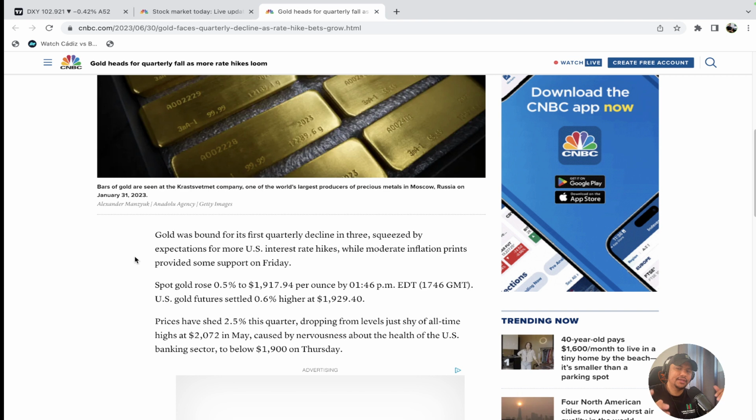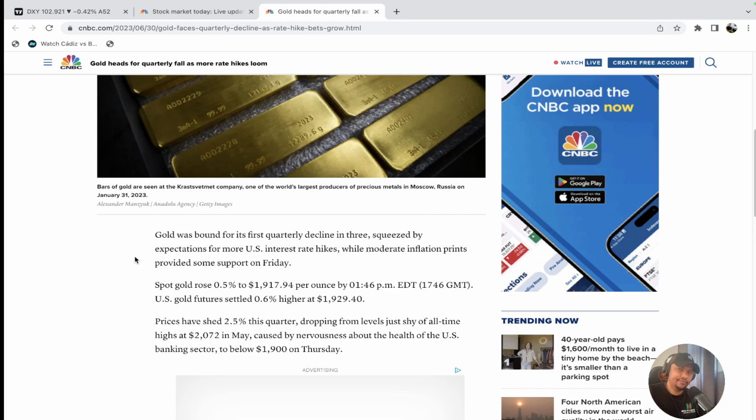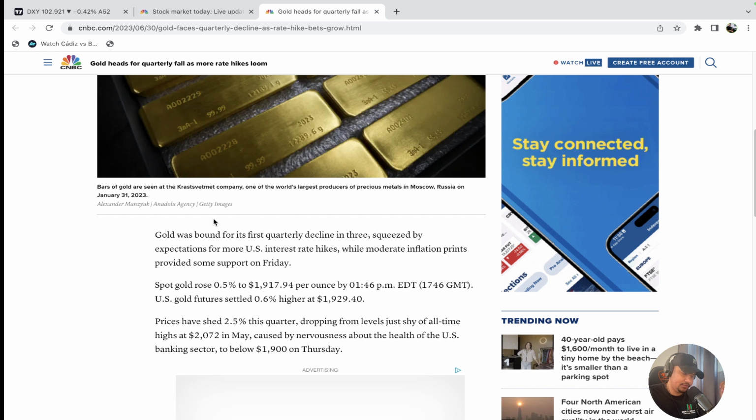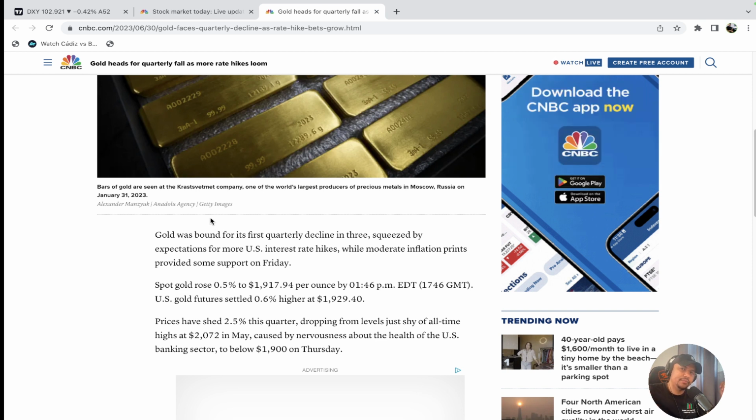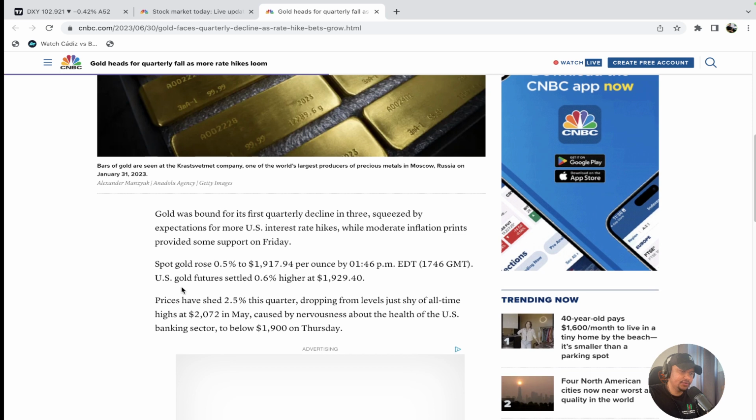That's basically because they now anticipate the Feds are more likely to increase their interest rates, purely based on the fact that firstly we had that negative report for the NFP that came through last week. The unemployment went up. It says here spot gold was up 0.5%.